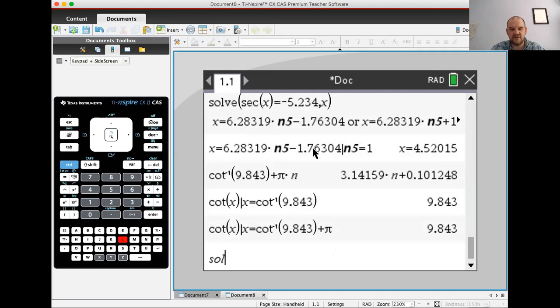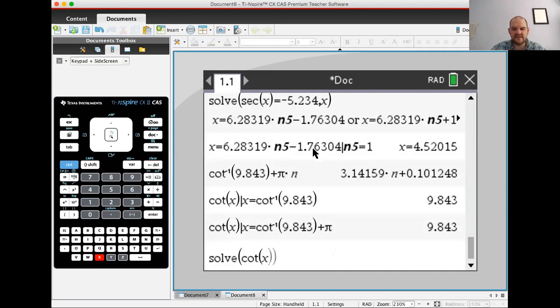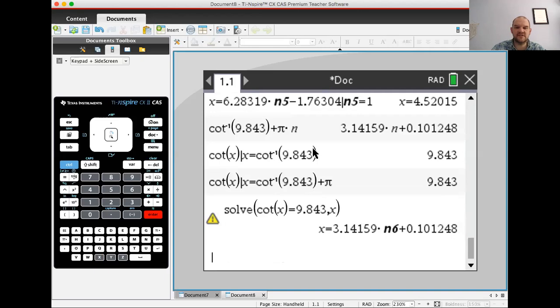We can also use solve. Solve cotan of x equals 9.843 for x. And it gives us this. It's going to give you decimals because if there's a decimal anywhere in the problem, it always gives a decimal back as the answer. So tangent and cotangent, because the period is pi, are a little bit different. You can generalize in one shot rather than needing two different things. It's just something to be on the lookout for.